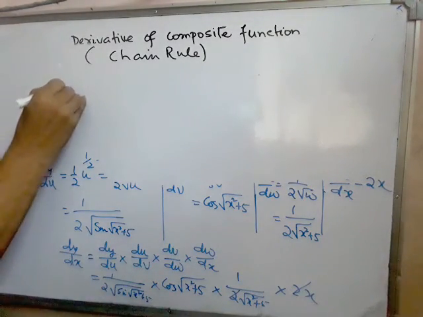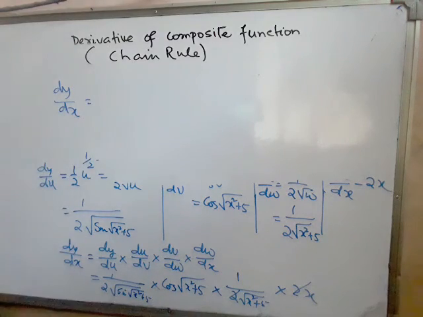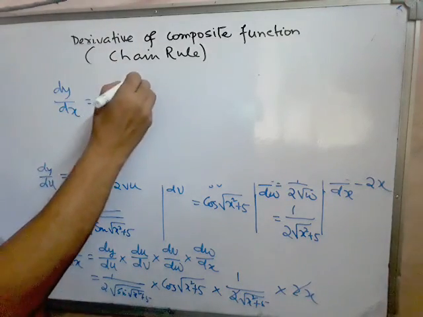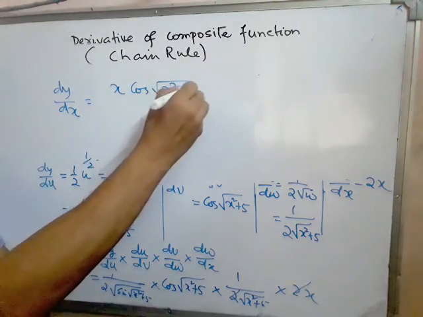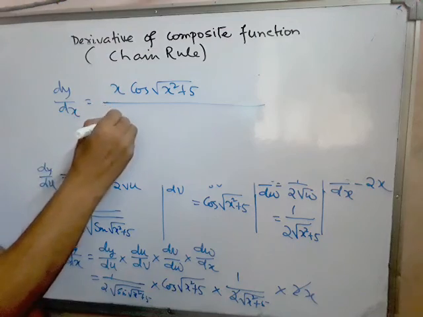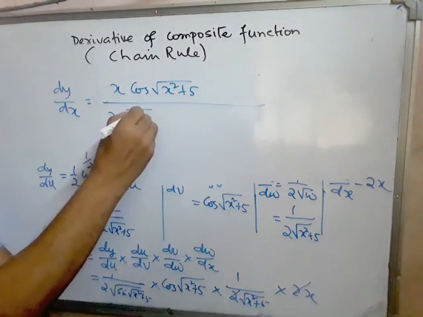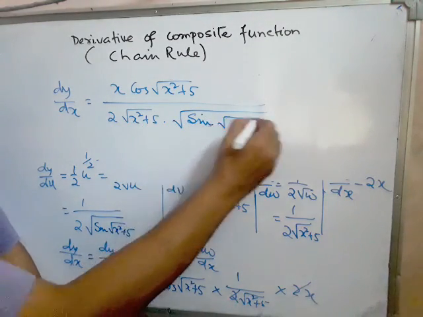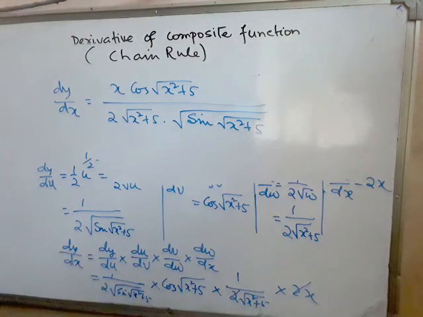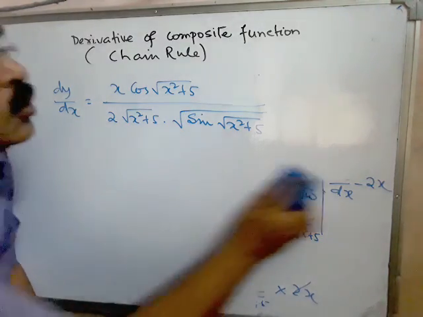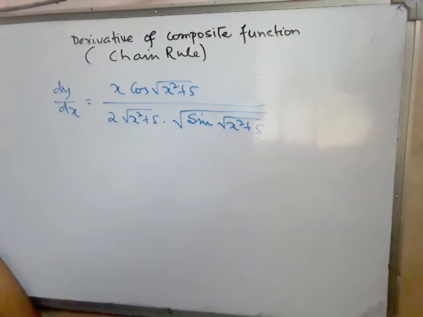So final answer, dy by dx equals x cos root over x square plus 5, divided by 2 root over x square plus 5 into sine root over x square plus 5. So this sum cannot be done by easy means without the chain rule. So this is an example of the chain rule.